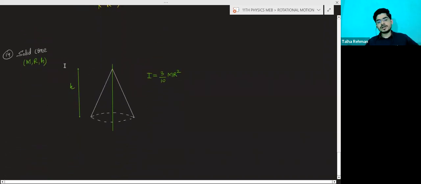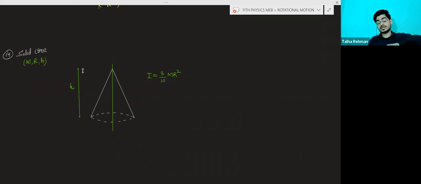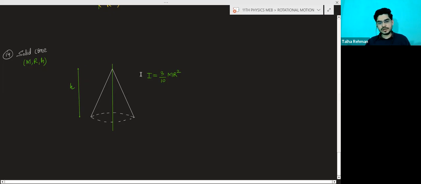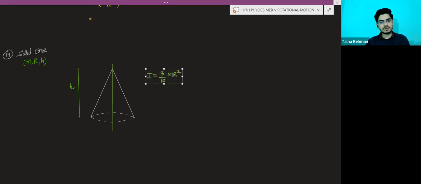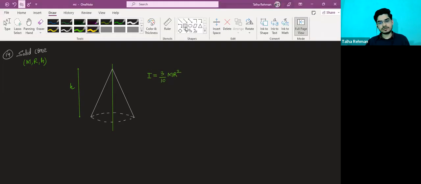After that, we have a solid cone. For a solid cone, you can think of ice cream. We eat ice cream, right? There is a cone, and if you fill that cone with ice cream, then it becomes a solid cone. So the solid cone moment of inertia is 3 by 10 M R square. 3 by 10 M R square. So write down this also.